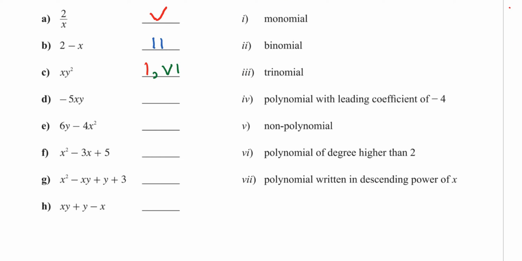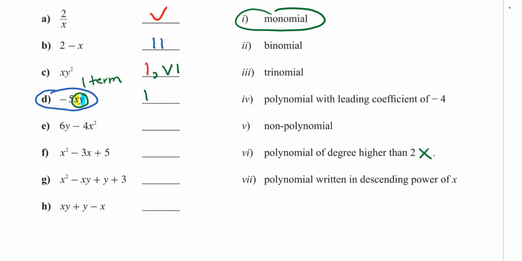All right, let's move on to letter D. I have an x and a y next to each other, but they're not separated by a plus or minus sign, so it's all clumped together, so that's considered one term. And if you're one term, then it's considered to be a monomial, so it's option number 1 only. The degree here, if I combine the two variables, x and y, would be 2, so it would not fall under option number 6, which was the case for the previous problem, because the degree is not higher than 2.